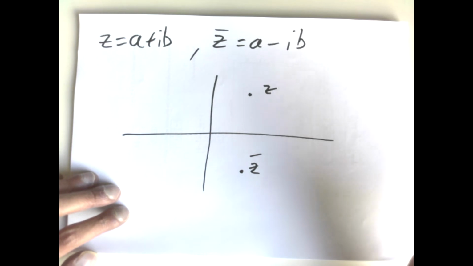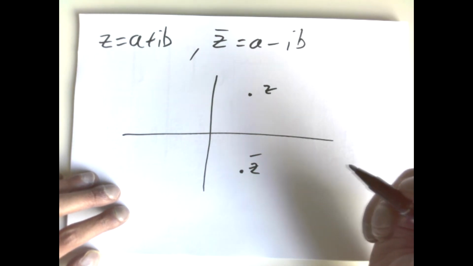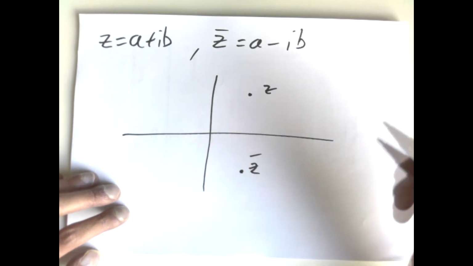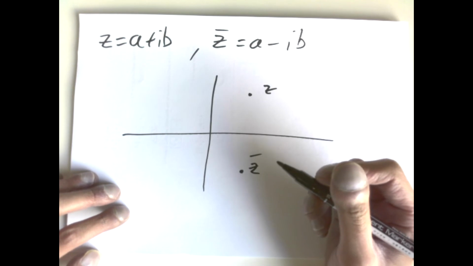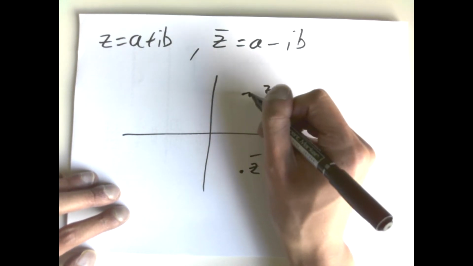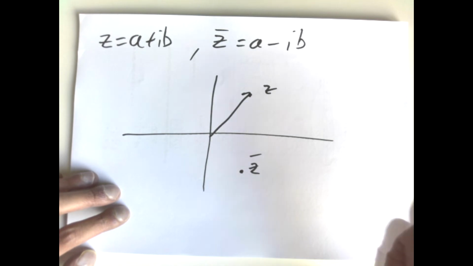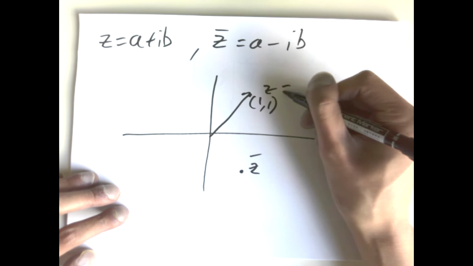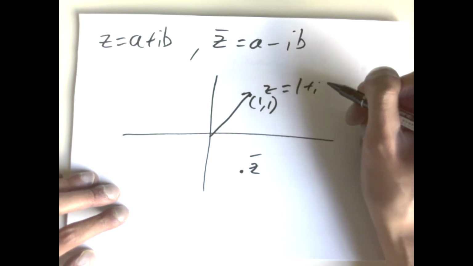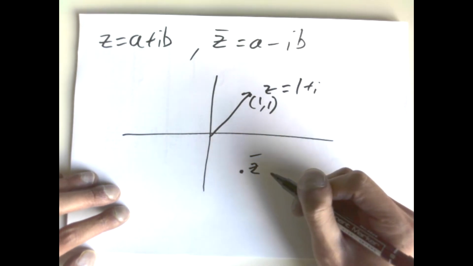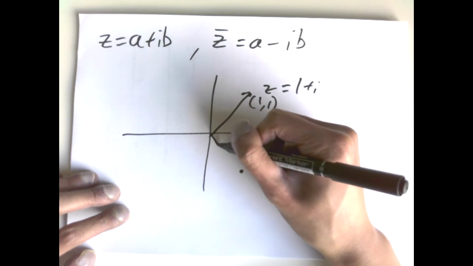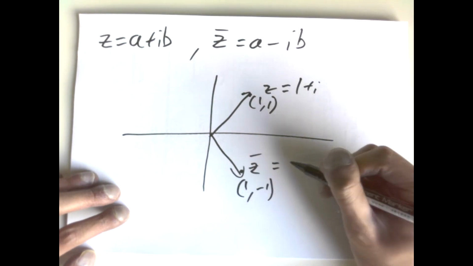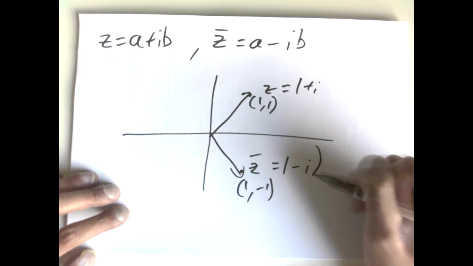Now, with that said, we can move on to another topic where instead of expressing complex numbers as a dot on the Argand diagram, we can represent them as vectors from the origin. In this case, if z happened to be (1, 1), corresponding to the complex number 1 plus i, then z bar would have to be (1, -1), which corresponds to the complex number 1 minus i.